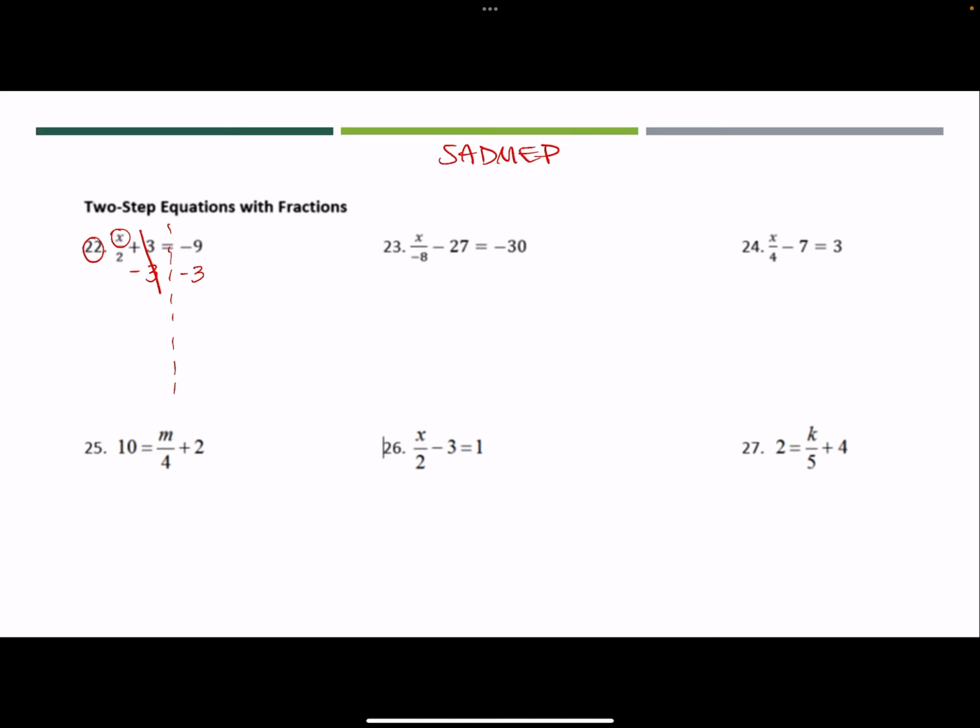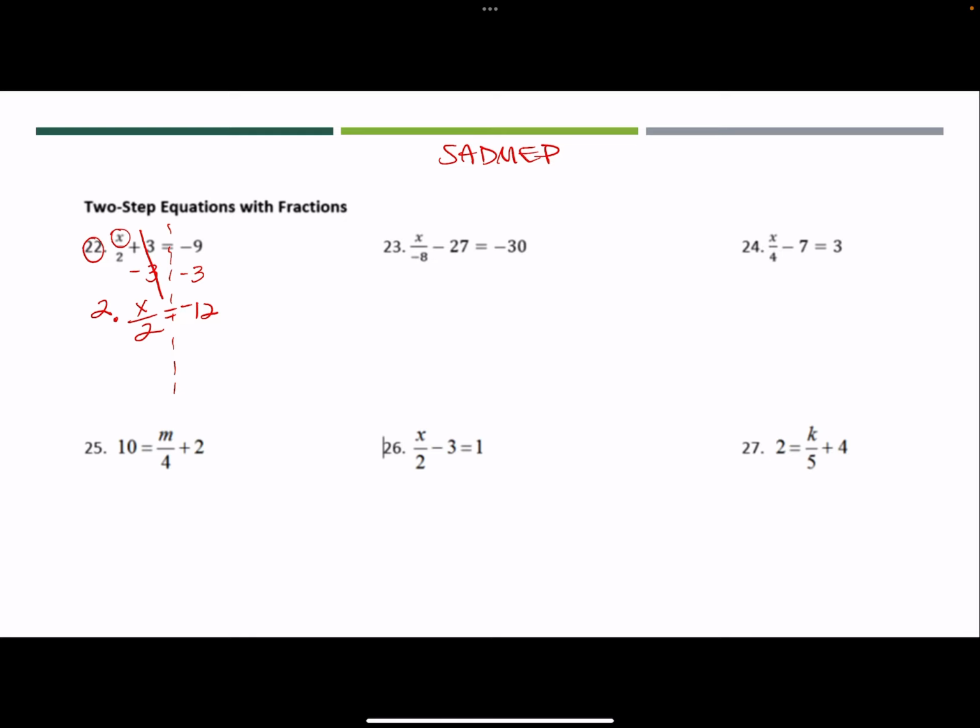So 3 minus 3 is 0. That cancels out. Negative 9 minus 3, negative 12. So I have x over 2 equals negative 12. And remember, x over 2 is really x divided by 2, right? The inverse operation, or the opposite of dividing, is multiplying. And I showed you this before, but I'm going to remind you.